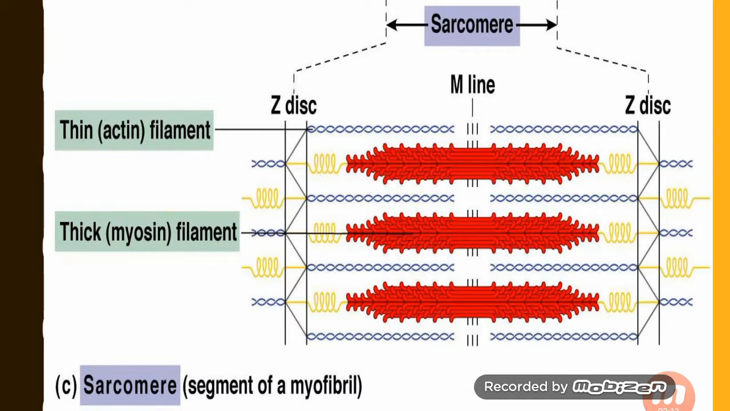Now here is the structure of a sarcomere in which the M line is shown, the Z lines are shown, the actin and myosin filaments are shown. Sarcomere is basically the smallest structural unit of the muscle fiber which can cause movement, which can contract, which can become shortened and can cause the movement in the muscle fibers.